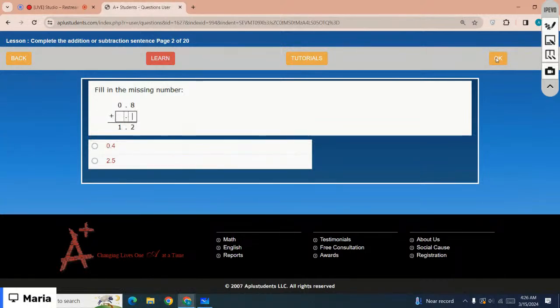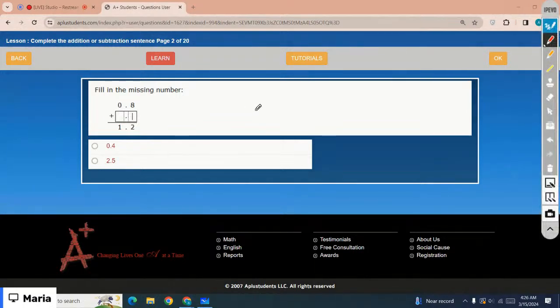Okay, the next one is 0.8 plus the missing number is 1.2, right? How do you find the missing number? In a case like this, where this is the sum, just subtract the given number from the sum. You can do 1.2 take away 0.8, right? So you have to borrow 1 here and make 12 here. 12 take away 8 is 4, and 0 take away 0 is 0. So that is 0.4.